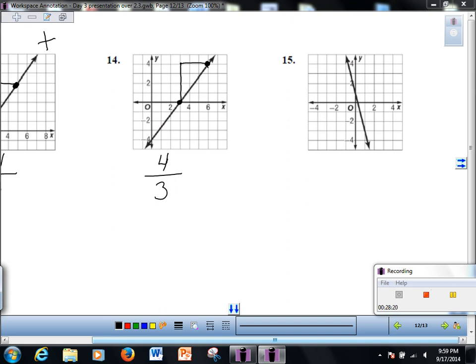And my last one. Find two nice points again. Maybe right there, and maybe right there. Something I know, when all is said and done, is that this answer is going to be negative. So I'm going to go down 1, 2, 3, 4, and I'm going to go over 1. So this slope is down 4 over 1, which I'm going to call negative 4. So guys, that's the rate of change and slope.